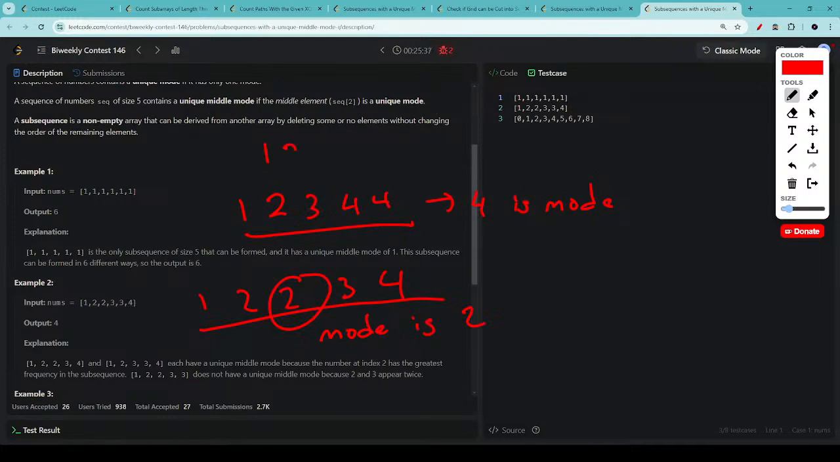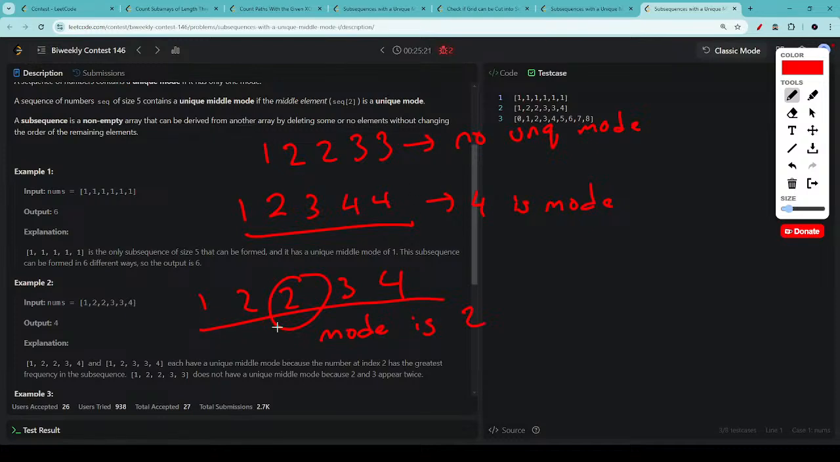So for instance, 1, 2, 2, 3, 3. No unique mode, because 2 and 3 are both modes. And they both appear twice. But there's no unique mode. There's no one number that appears the most number of times.